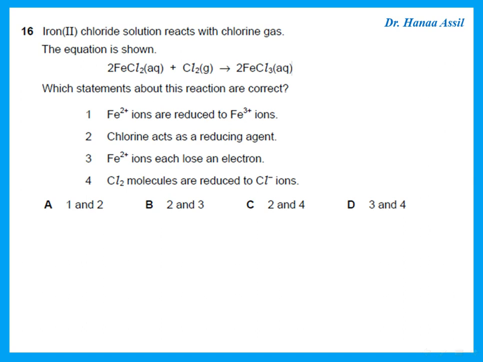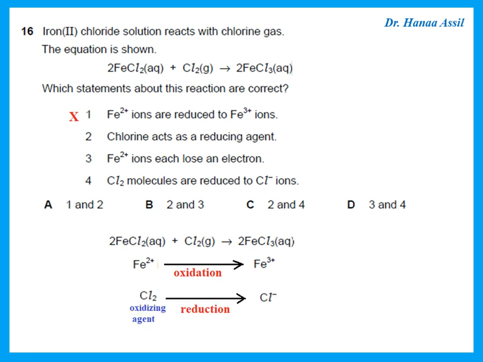Iron(II) chloride solution reacts with chlorine gas. The equation is shown. Which statements about this reaction are correct? Well, let us take a look at this reaction. He's saying Fe2+ is reduced to Fe3+. No, you should know that when Fe2+ changes into Fe3+, that means it is losing electrons, and that means it's oxidation, not reduction. Now he's saying the chlorine acts as a reducing agent. No, because the chlorine will gain electrons. So that is reduction. And we said that the one that is reduced is the oxidizing agent, not the reducing agent. Each Fe2+ will lose an electron to form Fe3+. The Cl2 is reduced to Cl-. That is correct. When it gains electrons, that is reduction. So I'm looking for 3 and 4.